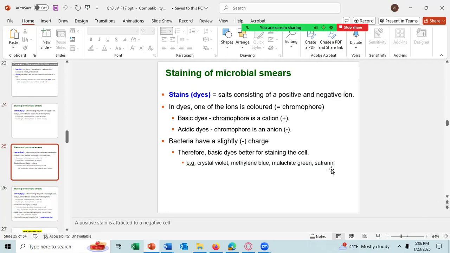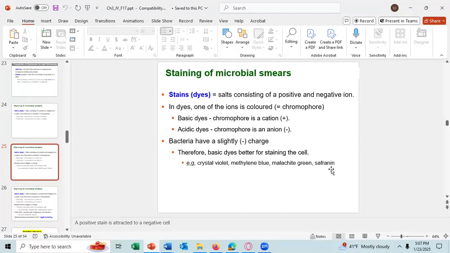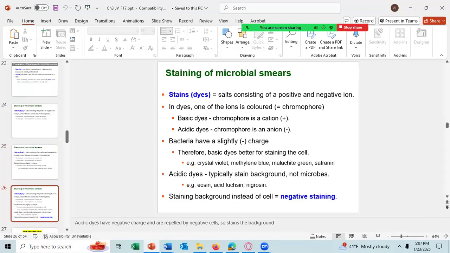Most of the dyes in microbiology are basic dyes, but we do have some acidic dyes. So dyes are salts. Bacteria have a slightly negative charge. Basic dyes are better for staining the cell because the positive cation will stick to the negatively charged cell. Crystal violet, methylene blue, malachite green, and safranin are all basic dyes. And these are very common stains used in microbiology. We'll talk about all of these in the lab today, or if you had the lab, we've already talked about them. And then crystal violet and safranin, we'll talk about them in this lecture as well as the lab.